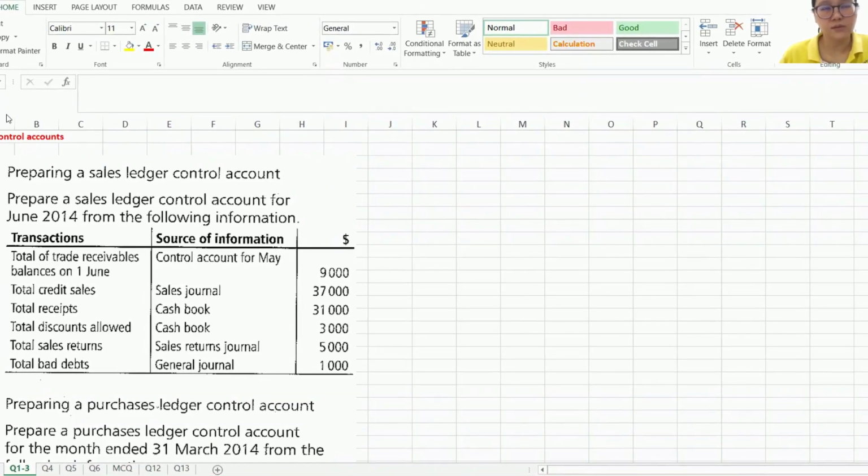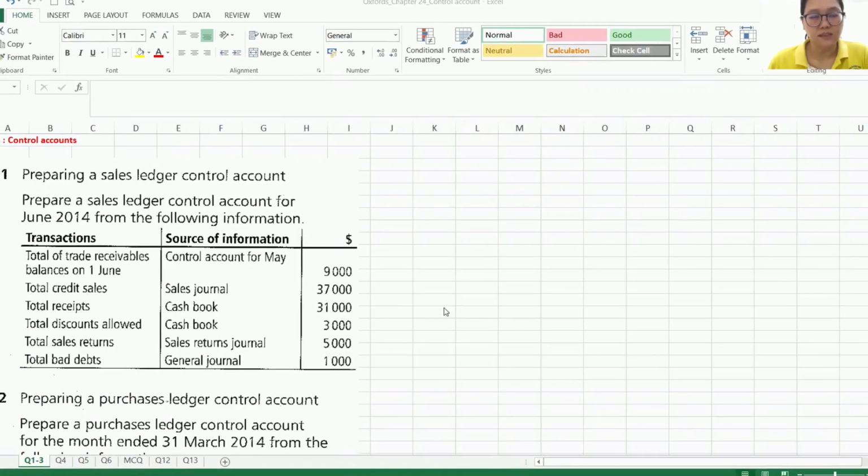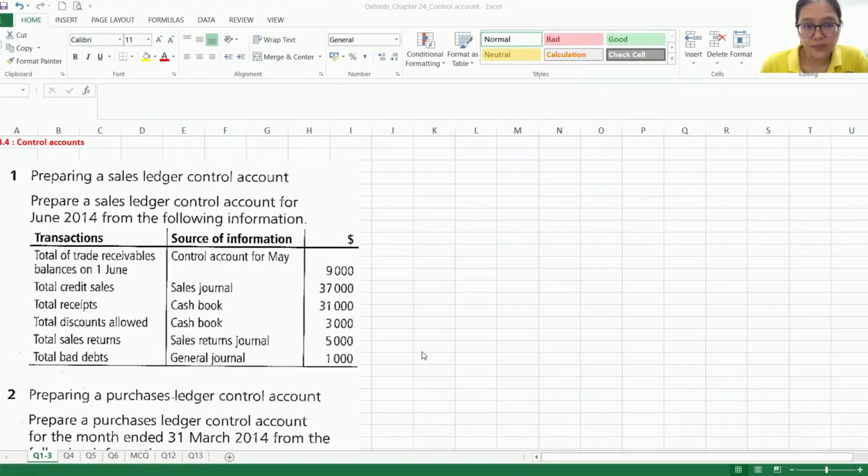Continue with the control account. The key thing for the control account topic is that there are two accounts that we always need to memorize: how to prepare the control account. Let me copy the slide to the bar so that at least you have a copy of it.